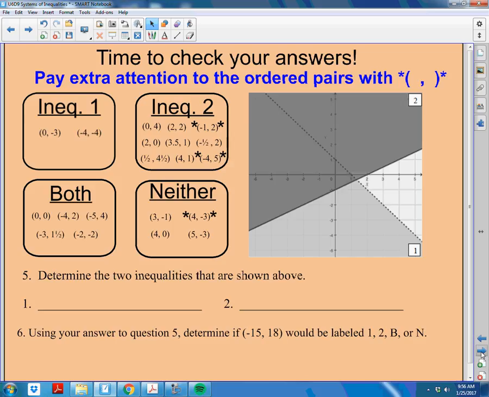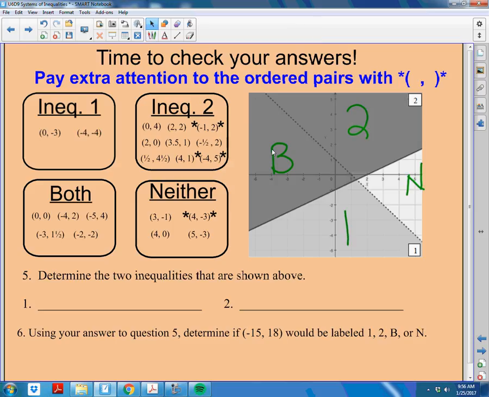Did everybody figure out which one? Well, they're already marked for inequality 1 and inequality 2, right? Where would be the both section, Carden? Yeah, the darkest part, because you have 2 overlaying shaded parts. So this is the both area. This is the neither area. This is the only 2 section. This is the only 1 section.